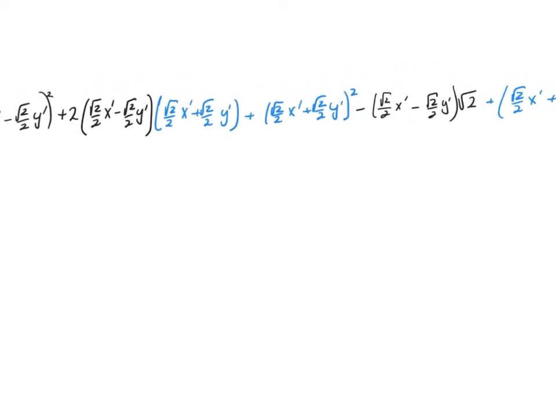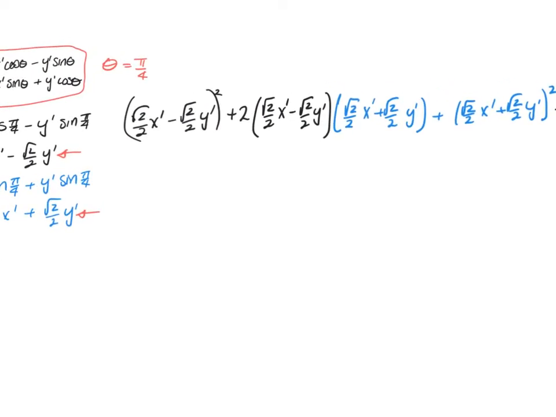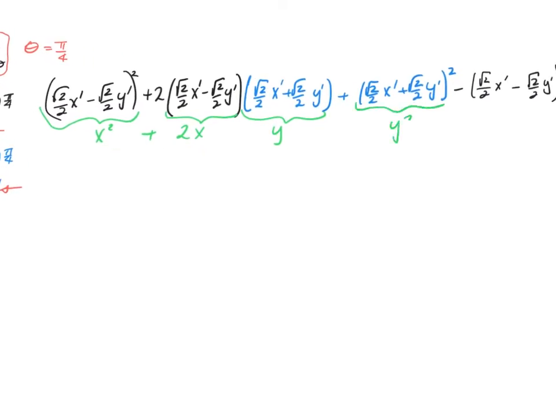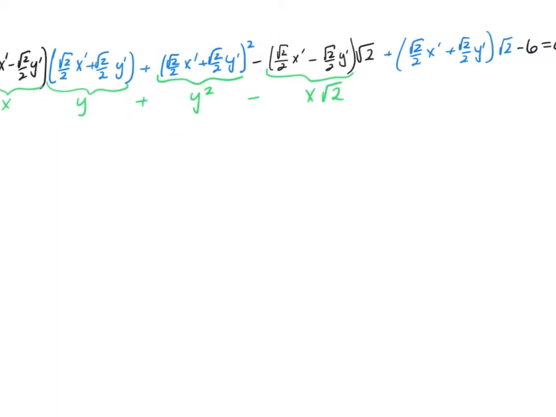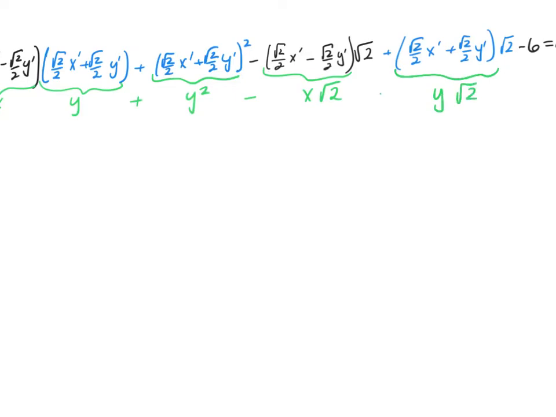Okay. So I'm going to go through this again. This was the x squared. This was x. This was the y. So what I have so far is x squared plus 2xy. This was the y squared. This was x multiplied by the square root of 2, and it's a minus. This was y, the square root of 2, and it was a plus. And then minus the 6 is equal to 0.